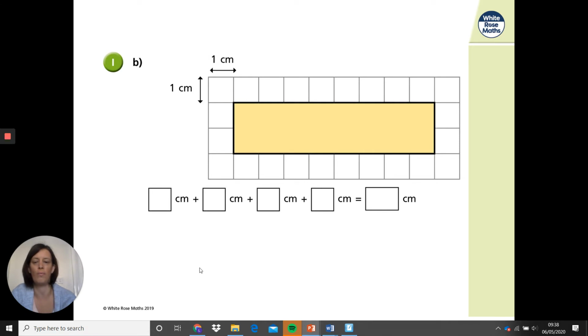Okay, let's have a look. So we had 2 along the shorter sides, and we had 8 along the longer sides. 2 plus 8 is 10, and another 2 plus 8 is 10. Altogether, that perimeter would be 20 centimetres.